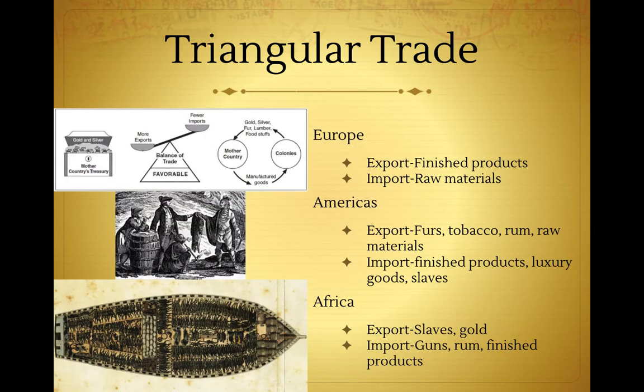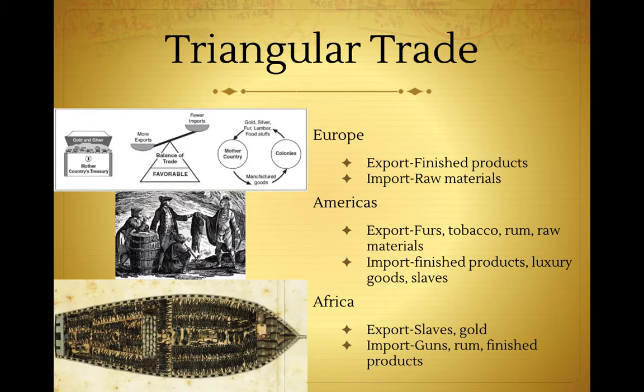And to go into that a little bit more, I've already hit all this from the map, but just so you have it down on paper, Europe is going to export finished products. Those are manufactured goods, guns, furniture, whatever. And they're going to import raw materials, and they're going to try to do everything in-house to make those finished products that they're going to sell. The Americas export furs, tobaccos, rum, raw materials, and they will import those finished products, luxury goods, and slaves, which is also why you're going to see the founding fathers like Jefferson and whatnot end up dying broke because they've spent all their money on these manufactured goods.